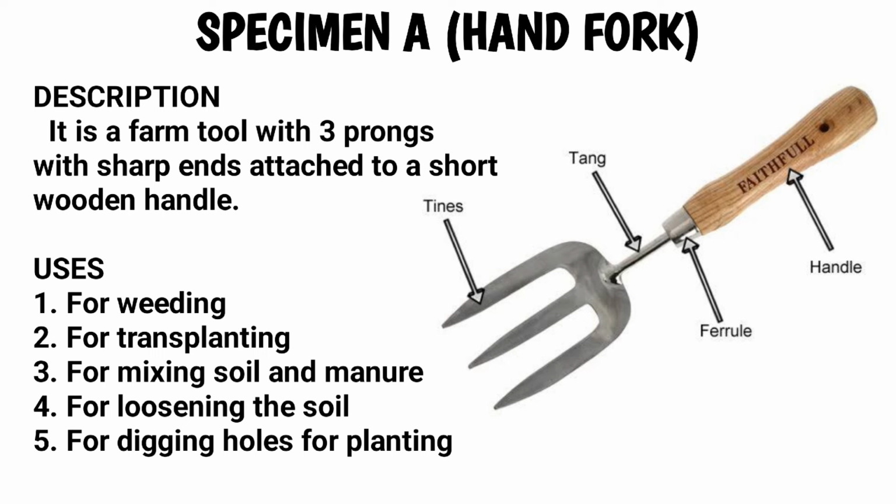So when you are told to draw, the hand fork has a handle, it has a ferrule, a tang, and then a tine, also called the prong. Then uses are very simple. We use it for weeding, that's the removal of weed. We use it for transplanting, that is moving young seedlings from their nursery bed to the farmland. Then we use it for mixing soil and manure. We also use it for loosening soil, that's breaking soil clumps. And then we can use it for digging holes for planting, that's shallow holes for planting.